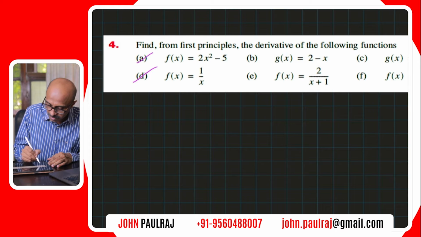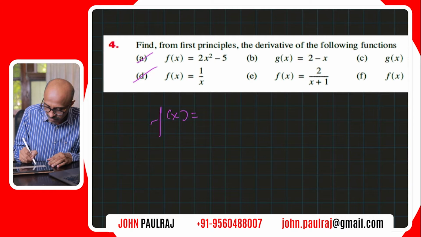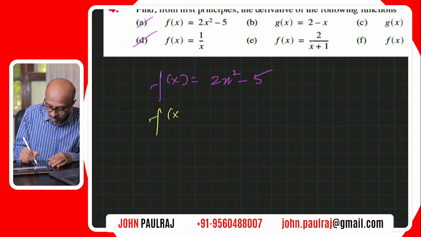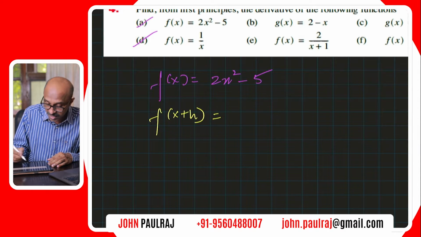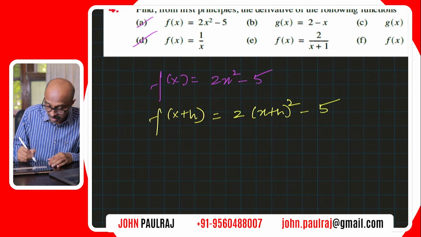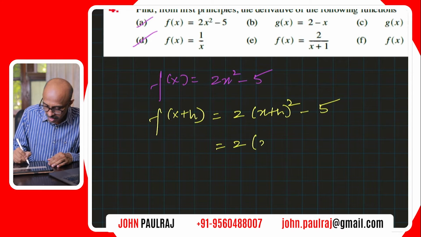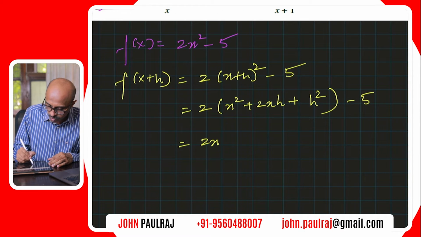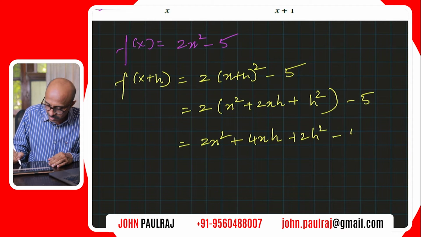So the first example, f of x is given by 2x squared minus 5. Now, in order to use the formula, we'll first write down f of x plus h. That would be just replacing x by x plus h. You'll get 2 times (x plus h) squared, minus 5. Simplified further, you'll get 2 times (x squared plus 2xh plus h squared), minus 5. Let's simplify it further. You'd get 2x squared plus 4xh plus 2h squared minus 5.